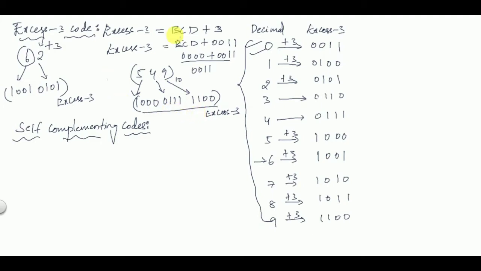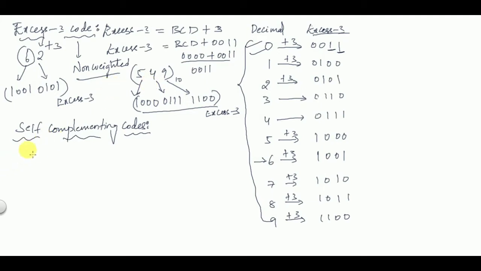So what kind of code is XS3 code? It is an example of a non-weighted code. Each bit position does not have any specific weight. We can't say the specific weight for this position, or this position, or this position. So it is a non-weighted code. So this is about XS3 code.